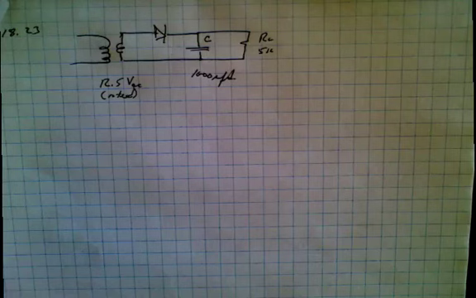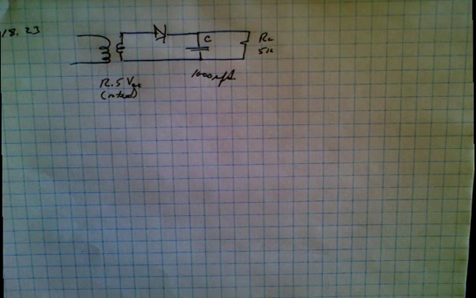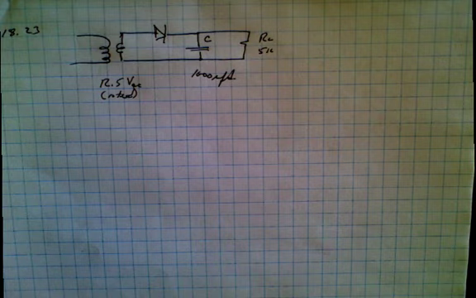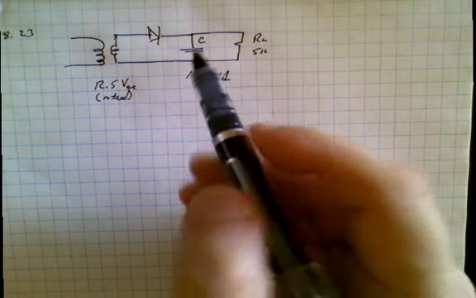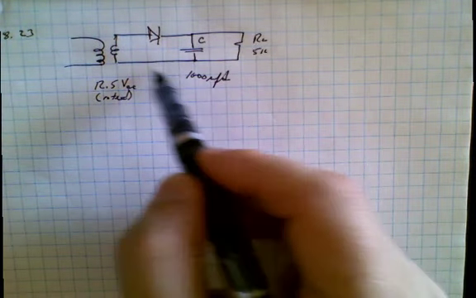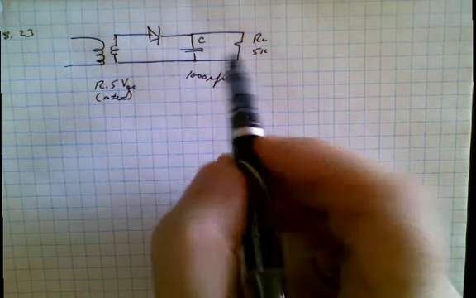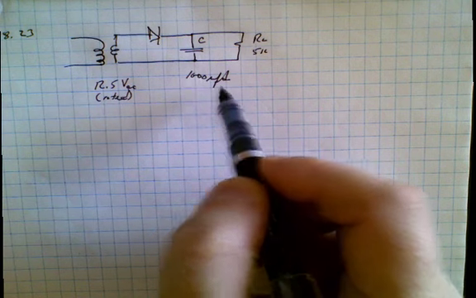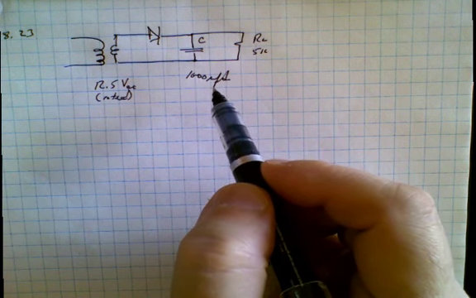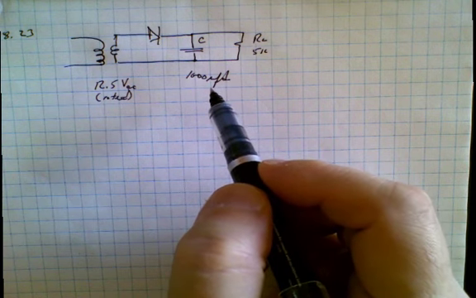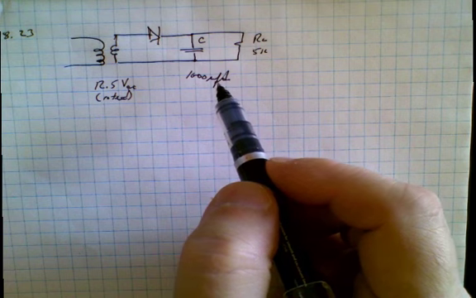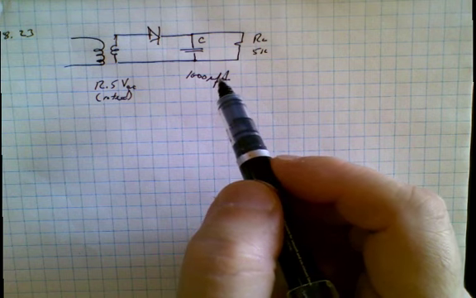In problem 1823, we're asked to find the average voltage at the output as well as the ripple voltage. As you can see from the schematic, this is a simple half-wave rectifier, and we've just got a 1000 microfarad capacitor across a 5K load. So where do we start in solving this problem?